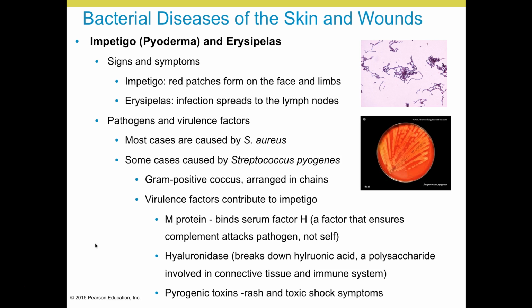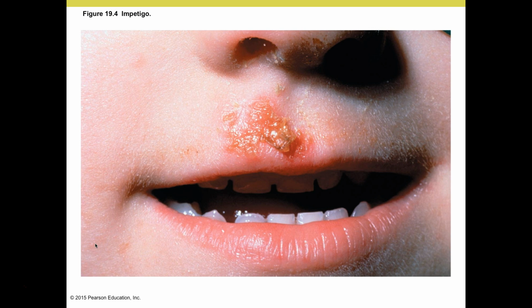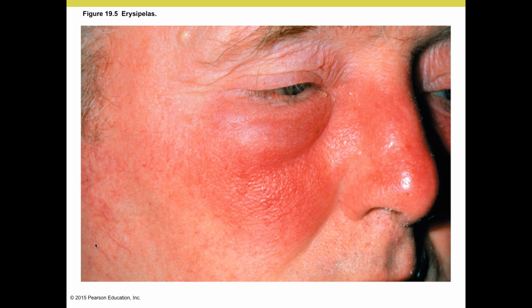Impetigo, that's pyoderma, and you also have erysipelas. These are also diseases of the skin. With impetigo, red patches form on the face and limbs. And with erysipelas, you have infection spread through the lymph nodes. So this is your impetigo right here, as you can see. And this is your erysipelas, it goes into your lymph nodes.